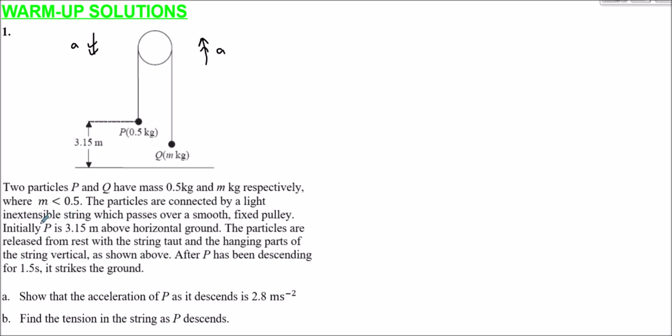So let's read on. Initially, P is 3.15 meters above horizontal ground. We've nicely been given that information in the diagram. And the particles are released from rest with the string taut, which means tight, and hanging parts of the string vertical, as shown above. So we're talking about vertical motion with constant acceleration. After P has been descending for 1.5 seconds, it strikes the ground. Show the acceleration of P as it descends is 2.8 meters per second squared.